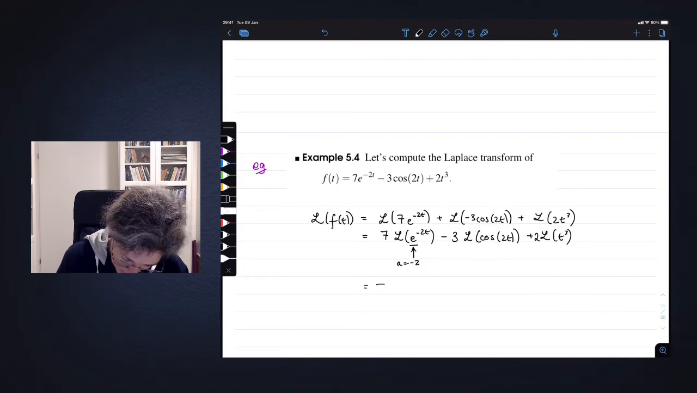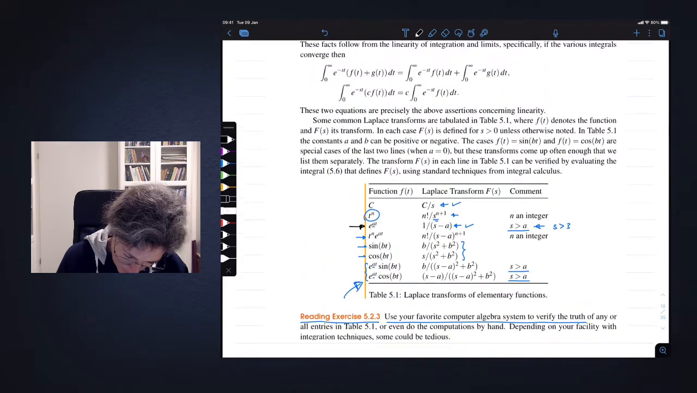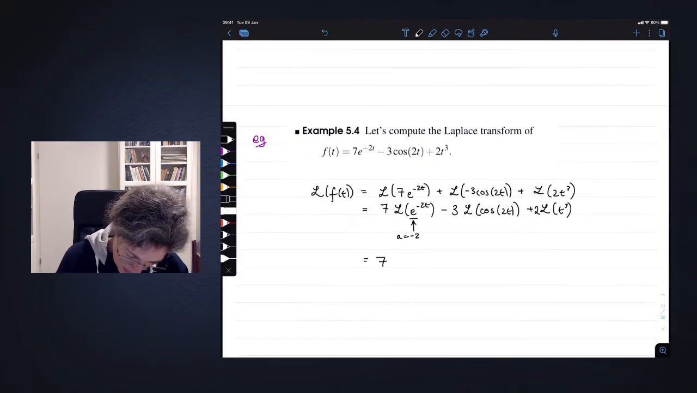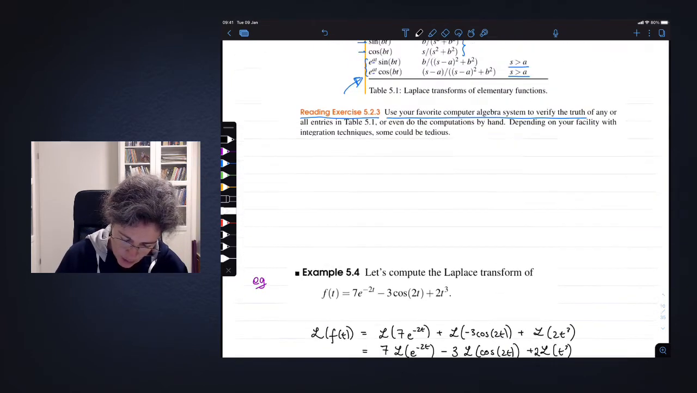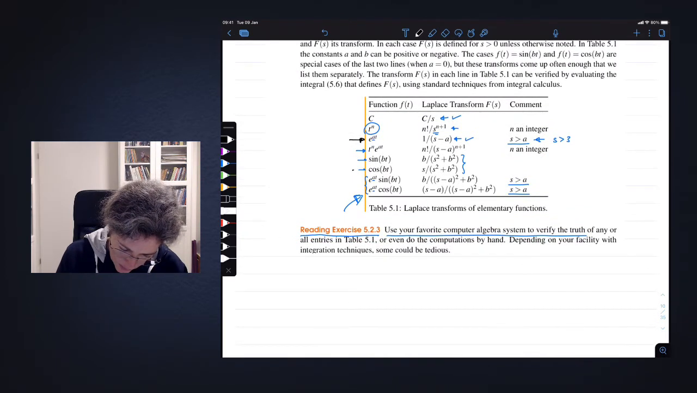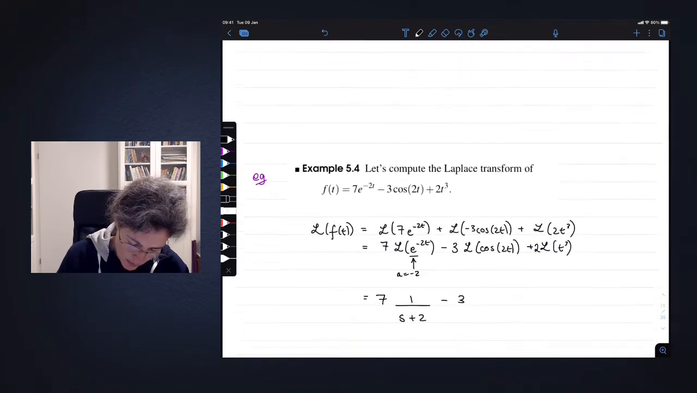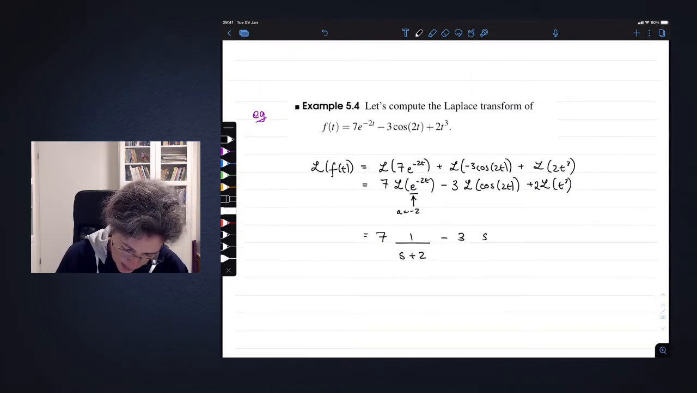So it's going to be equal to 7, and we have 1 over s minus a, so 1 over s plus 2. We've got a minus 3. Now we need the Laplace transform of cos of 2t. Here we've got a b, and our b is equal to 2, so it's s over s squared plus 2 squared, which is 4, so it's going to be s over s squared plus 4.